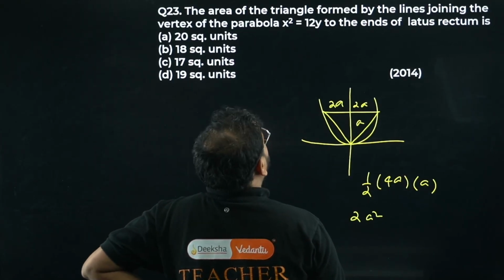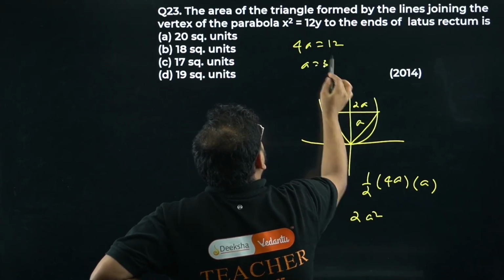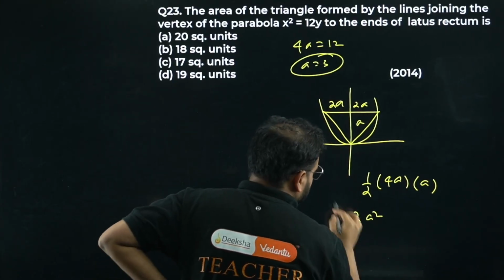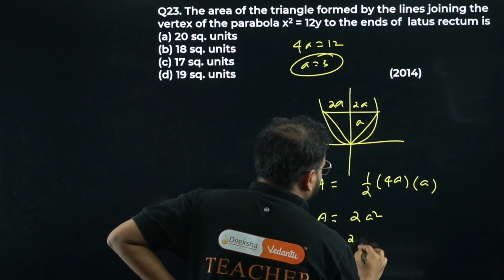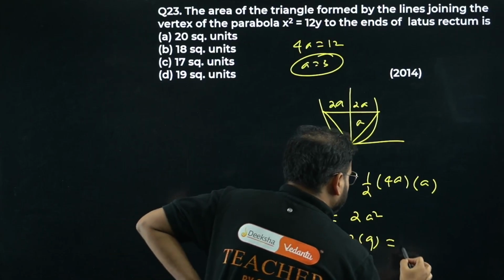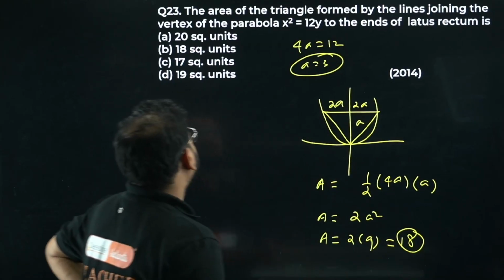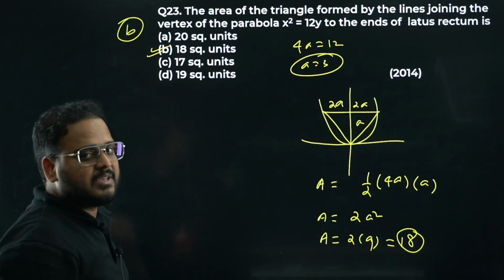What is the a value? Please check from here: 4a equals 12, so a equals 3. So I get the area equals 2 into 9. It's a P by Q. 2 into 9 becomes simply 18. Answer is B, 18. 23, B is correct. 24 now.